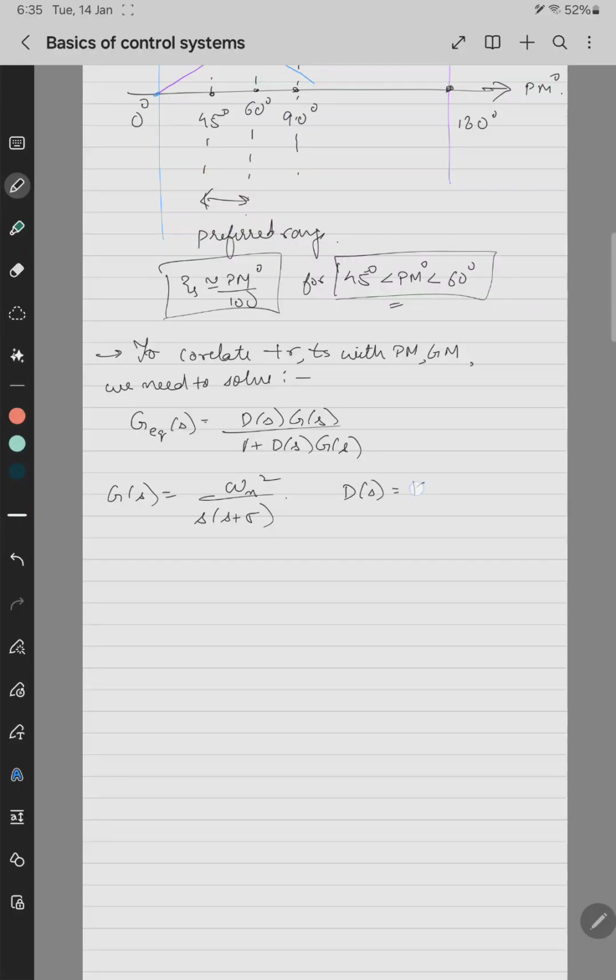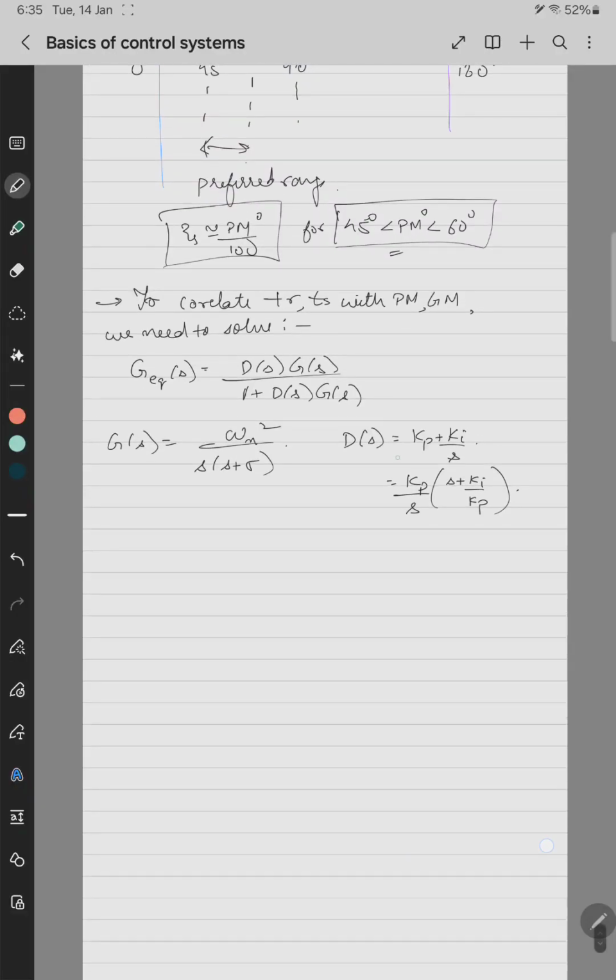So Kp plus Ki by S. Sorry, Kp by S: S Kp plus Ki, so Kp out, S plus Ki by Kp. Yeah, this is the controller. And after D of S is this, you have to tune the controller, and Ki and Kp you should know.